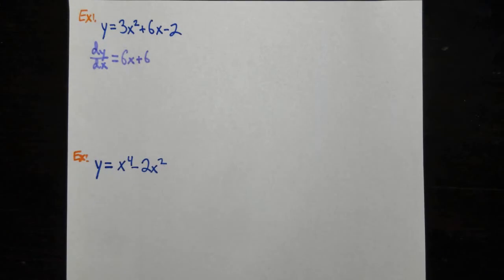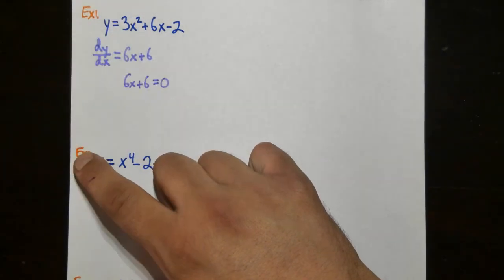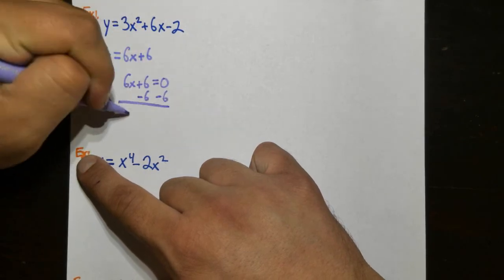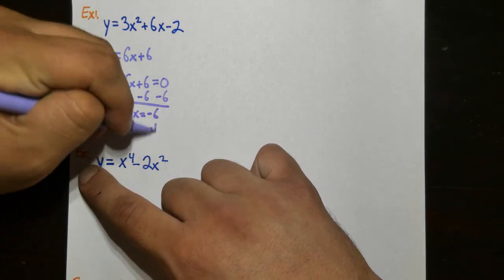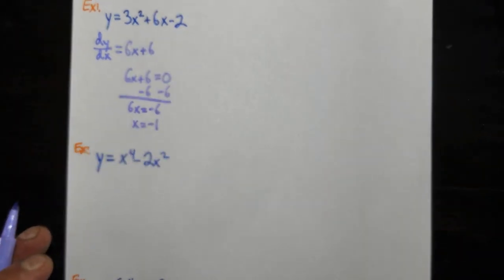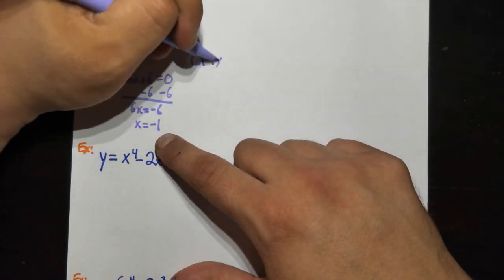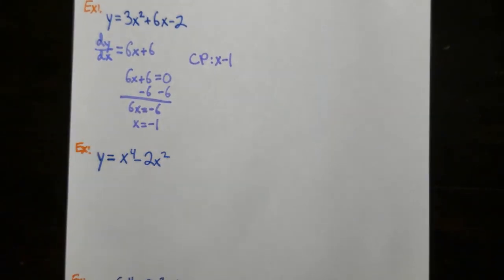Now we want to determine where our critical point is. So we're going to take the derivative and set it equal to 0. So we have 6x plus 6 equals 0, and solve for x. We subtract 6: 6x equals negative 6, and as you can see, x is going to equal negative 1. So this function only has one critical point. We can say this critical point is at x equals negative 1. Let's determine what kind of critical point that is, whether it's a min, max, or neither.